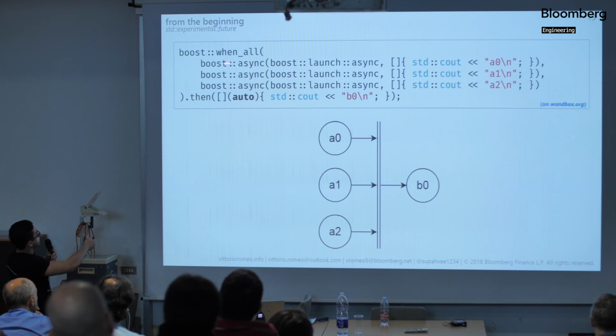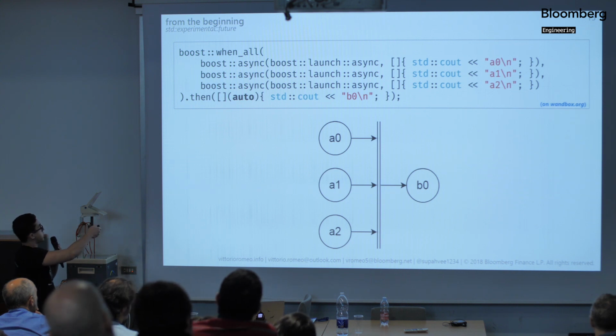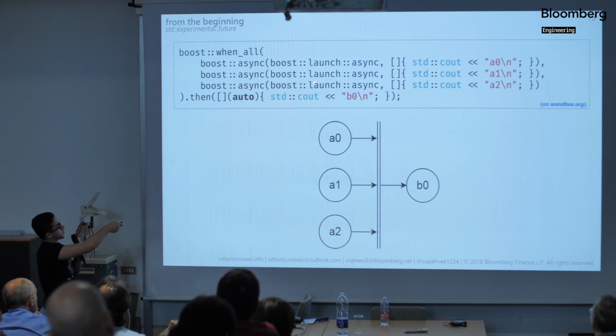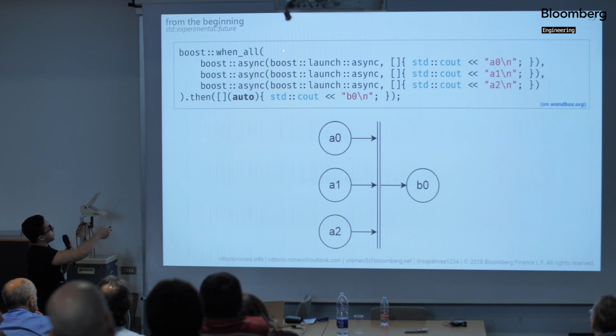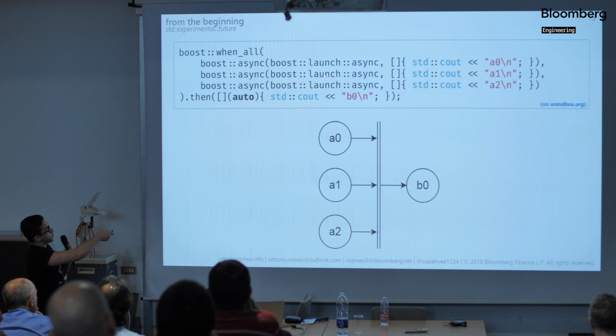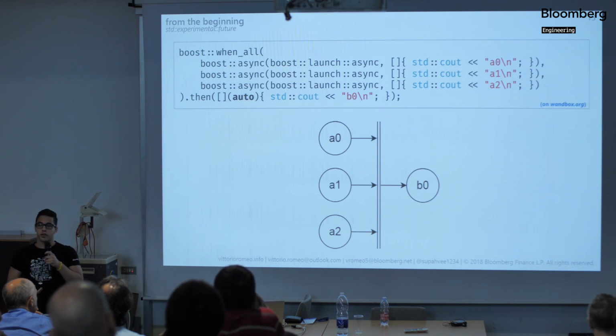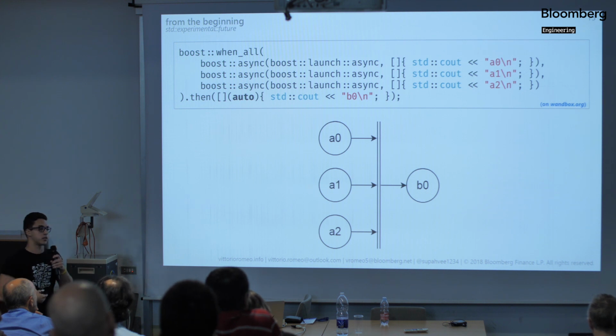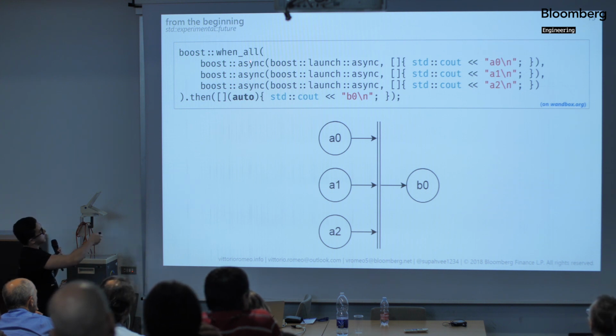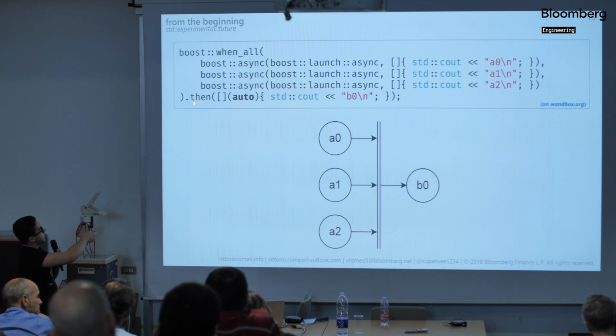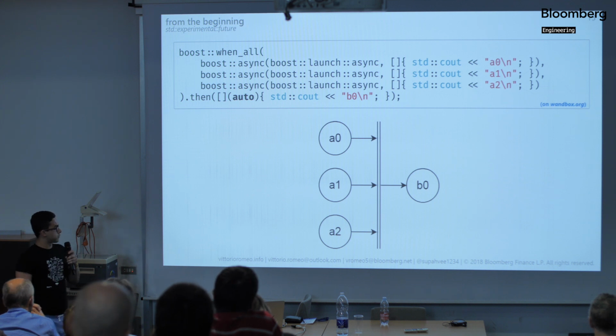Similarly, you can have this boost::when_all abstraction that says, when all these futures are complete, then do something else. The idea here is that when_all takes a varying number of futures and returns a new future that will be fulfilled when all the passed arguments are fulfilled. So in this case, when all of these three are done, this is considered complete, and the .then will be executed, and "B0" will be printed out.